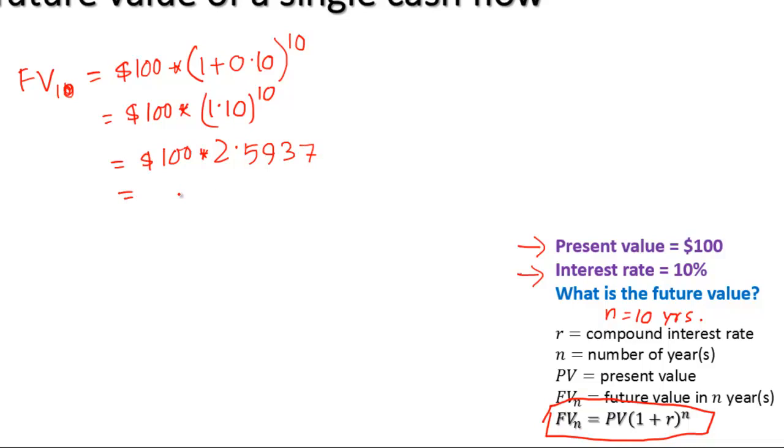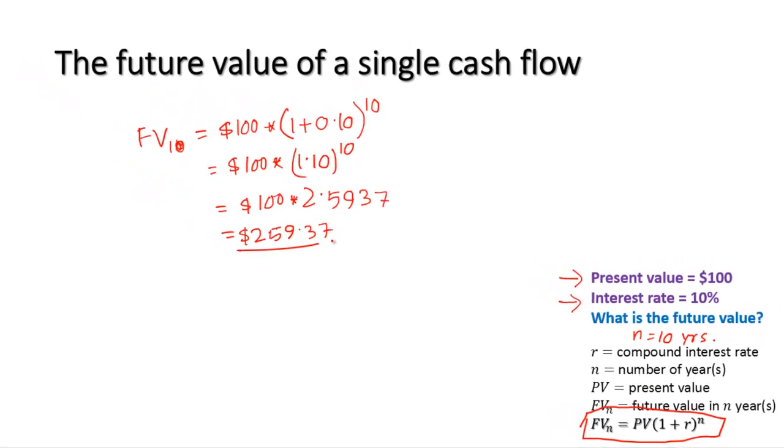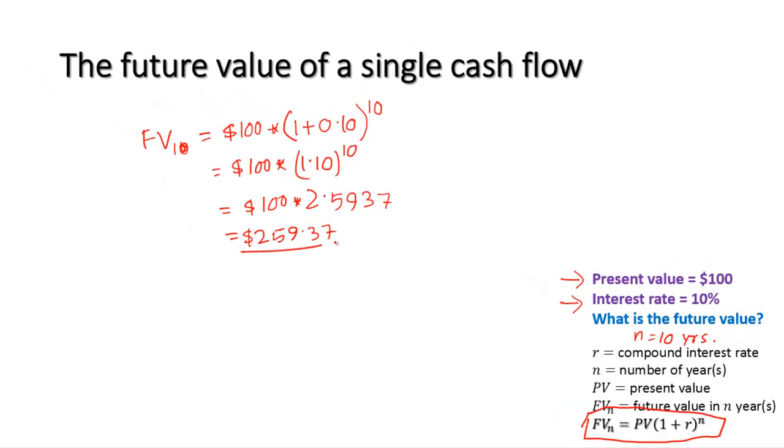So we can see that the future value after 10 years will be $259.37. Therefore, the future value of our present $100 after 10 years is $259.37 if the rate of interest is 10%. Now if the rate of interest is higher, then of course this value will be higher, because we will be multiplying with a higher amount.